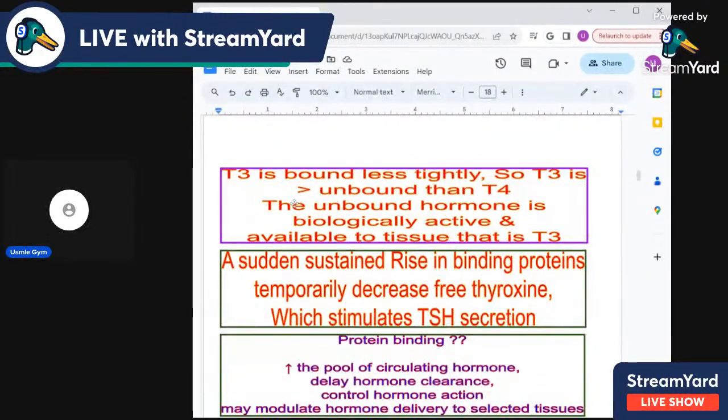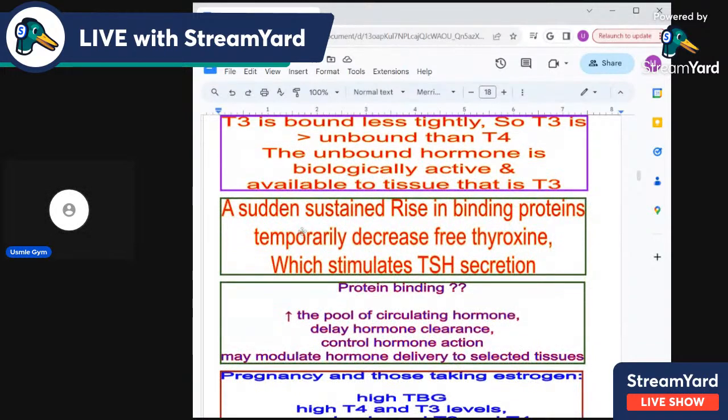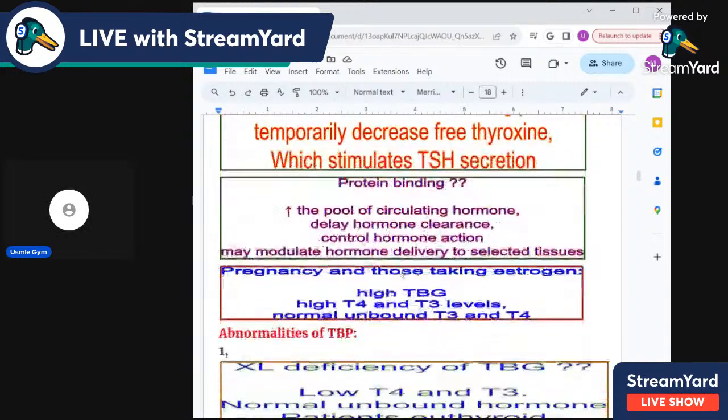Okay, so as I already explained, T3 is less tightly bound, more physiologically active, more available, and more potent than T4. A sudden rise in the binding proteins, what will it do? It will bind to the thyroid hormones, which stimulates the TSH secretion. Increased TBG, increased thyroid binding protein, will increase the TSH because the binding proteins will bind the free forms that have the inhibitory effect on TSH production.